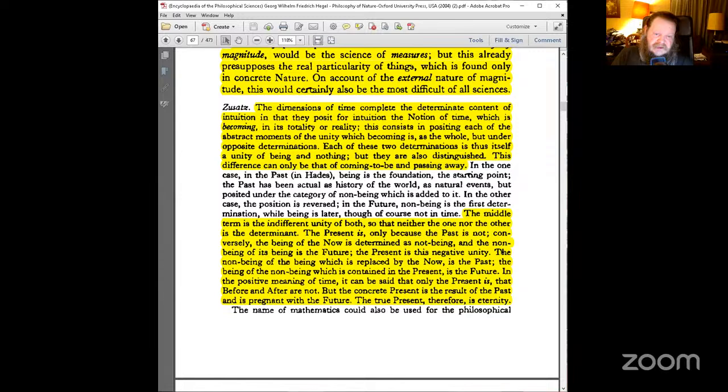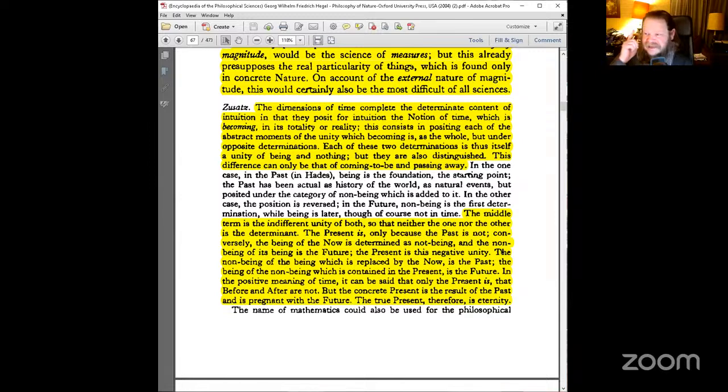In the one case, in the past, being is the foundation, the starting point. The past has been actual as history of the world, as natural events, but posited under the category of non-being, which is added to it. In the other case, the position is reversed. In the future, non-being is the first determination, while being is later, though, of course, not in time. The middle term is the indifferent unity of both. See the syllogism? So that neither the one nor the other is the determinate.